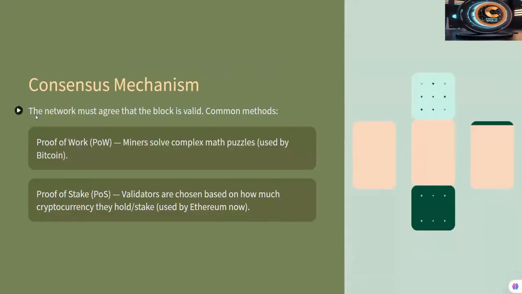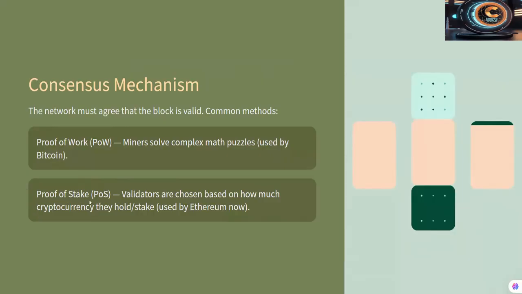Consensus mechanism. The network must agree that the blockchain is valid. All the computers linked with each other containing the blockchain agree that the blockchain is valid. Common method: Proof of Work, POW. Miners solve complex math puzzles, used by Bitcoin. Bitcoin uses complex math puzzles which are to be solved, and then the transaction will be done.